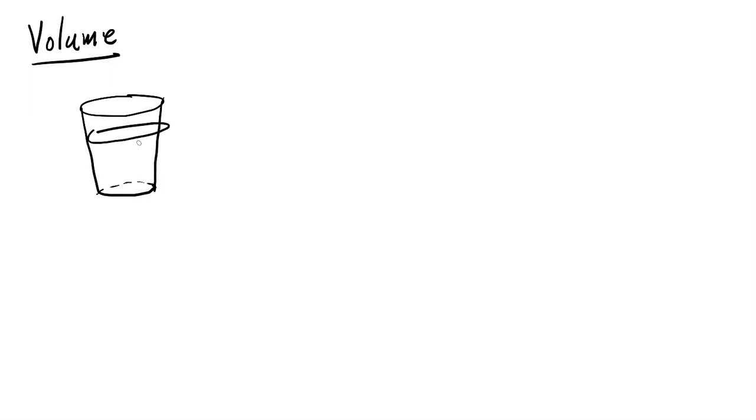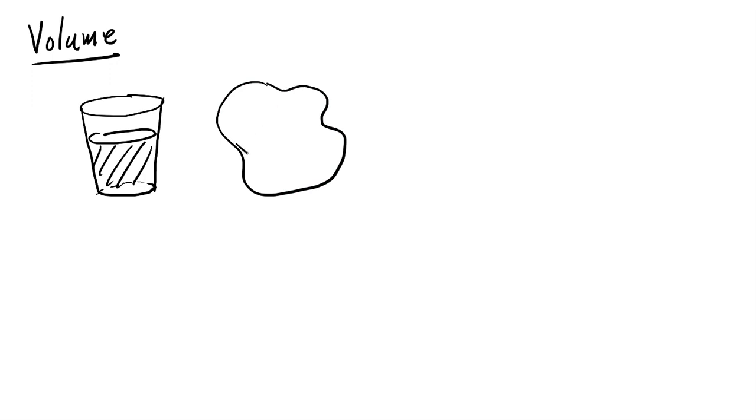And similarly we have it for volume. So volume is a measure of how much space there is inside some object. For example, if you have a glass of water, so much space does this water in the glass occupy? Or something else, you can have some randomly shaped object. So how much space does it occupy? Then you talk about volume.